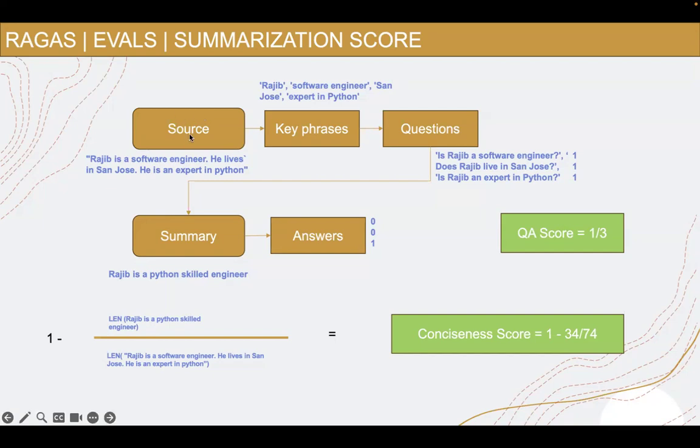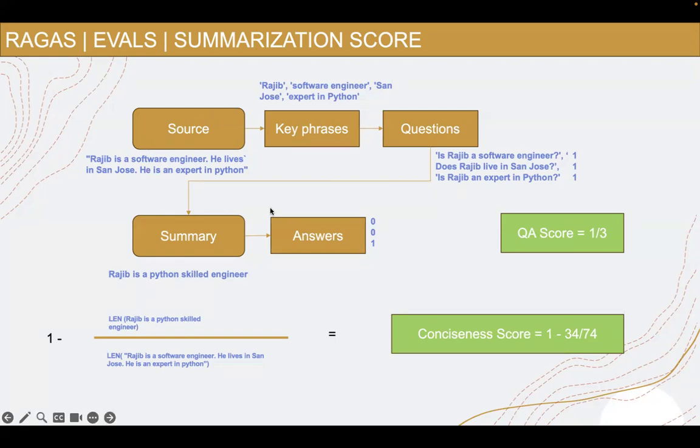Now for this experiment, I took this as a source text: Rajiv is a software engineer. He lives in San Jose. He's an expert in Python. Summary is: Rajiv is a Python skilled engineer. I intentionally omitted some of the key information to test out this metric, right?